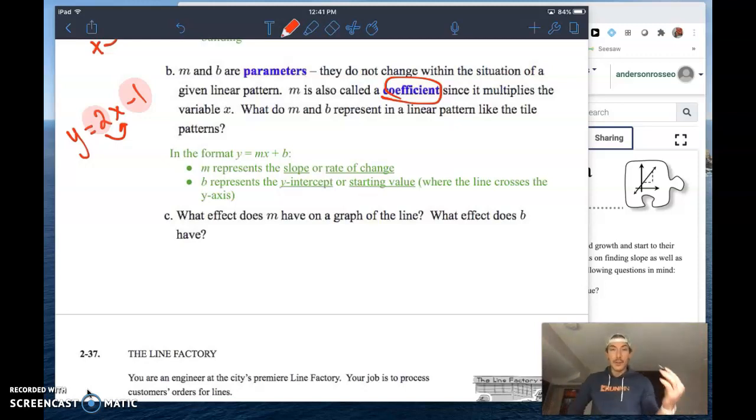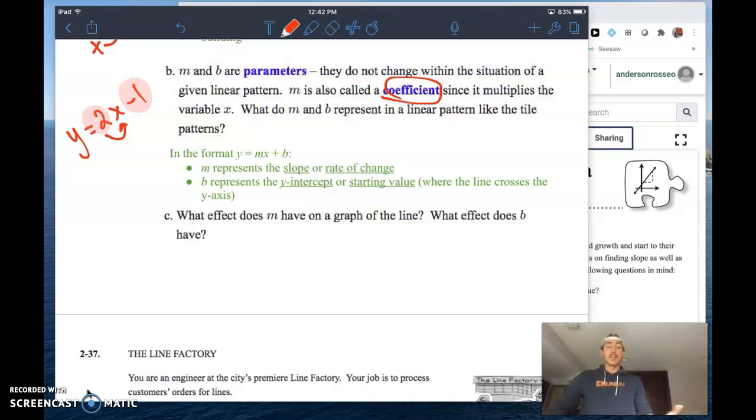So you could talk a little bit about how the slope controls the steepness. Maybe it controls the direction. Maybe you go from positive to negative. Maybe your comments include something like that. But you could also talk about, when you're talking about the intercept, how it changes the starting value, drags that y-intercept above or below the x-axis.